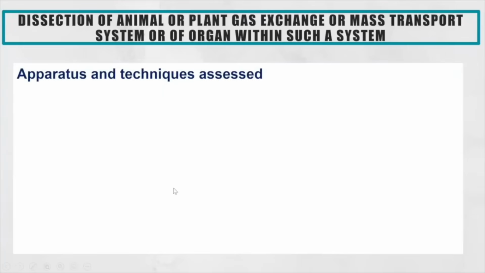So this required practical is AQA's version, but there are similar ones across all the exam boards for A-level. So it's the dissection of either an animal or plant gas exchange or mass transport organ. I'm going to go through this looking at a sheep's heart, but you may have been given lungs or a fish head or even parts of a plant. But the ideas behind the apparatus and techniques will be applicable to all of them.